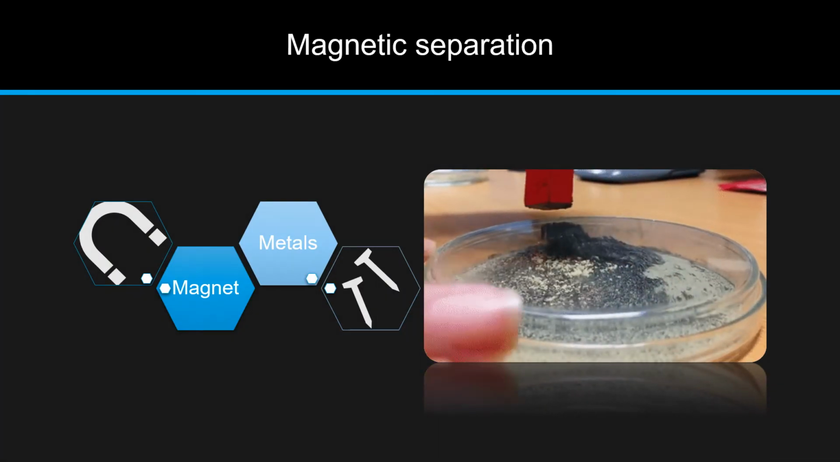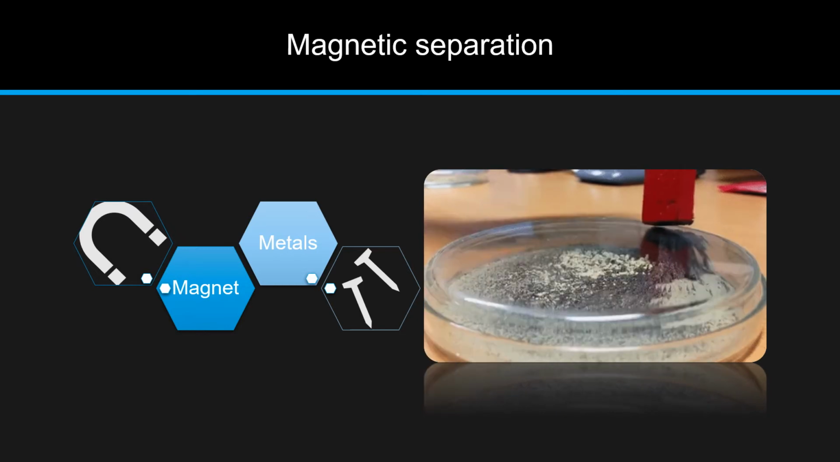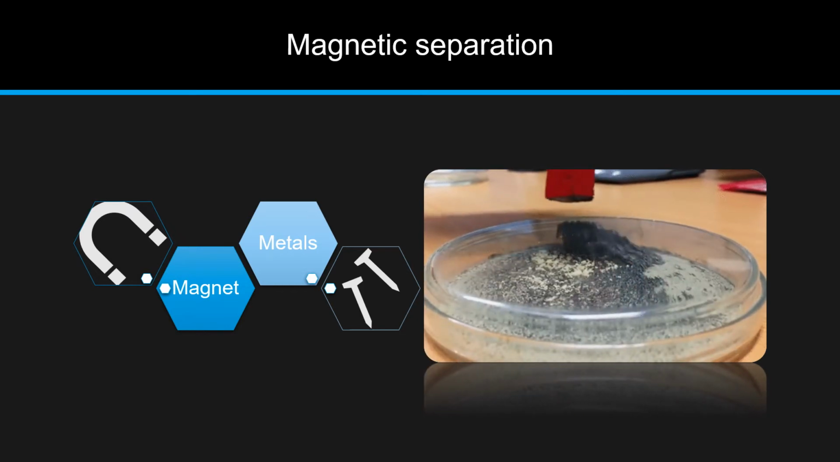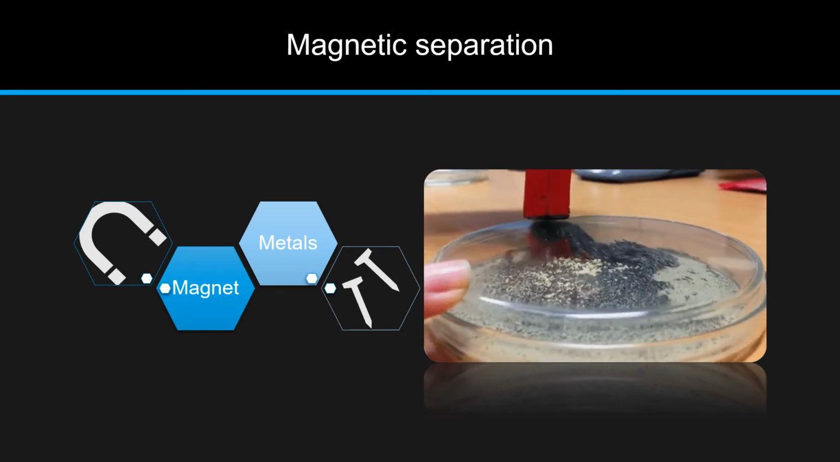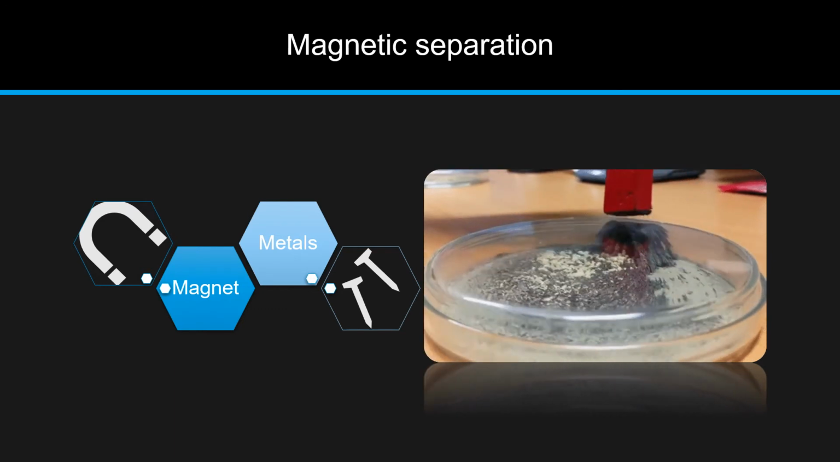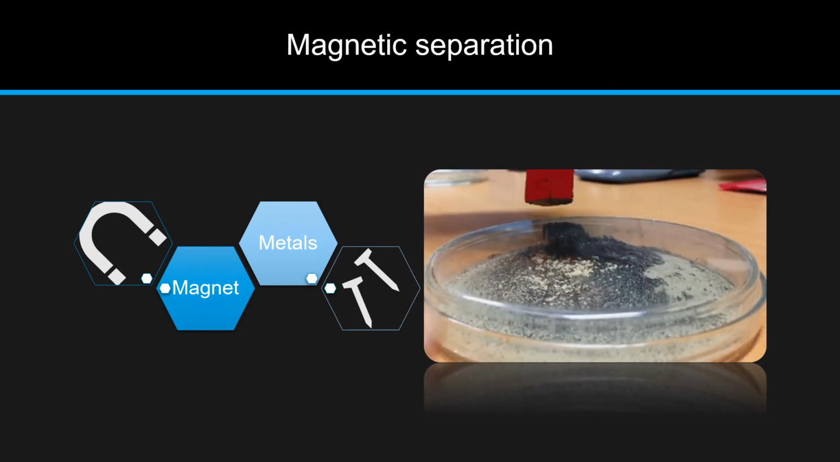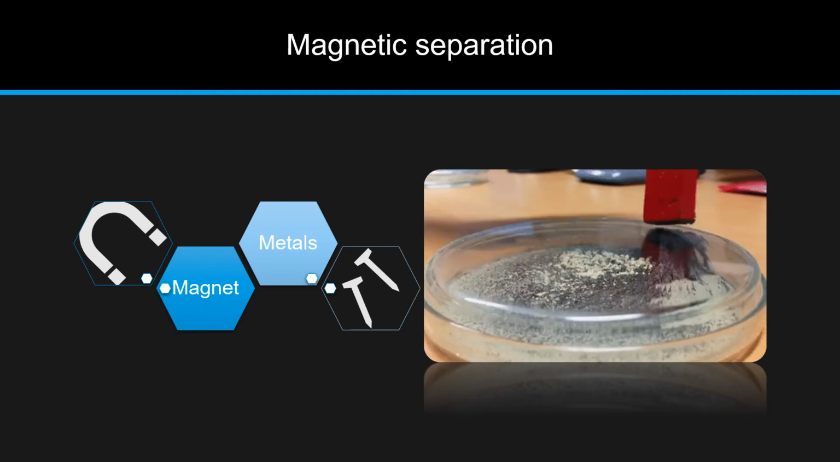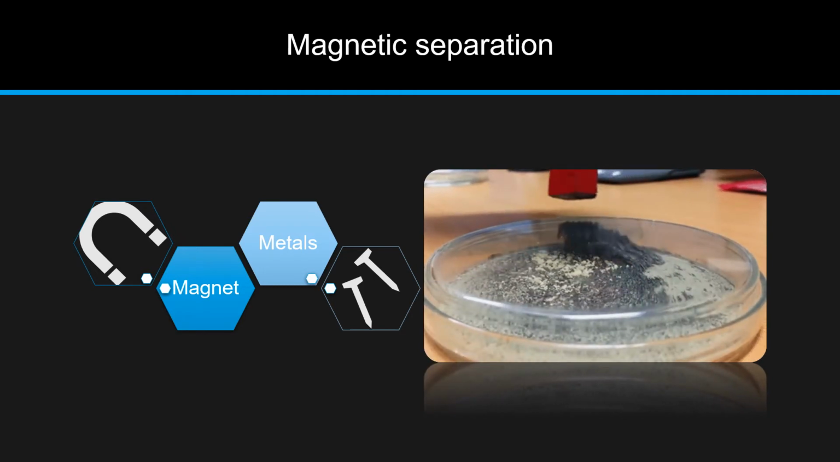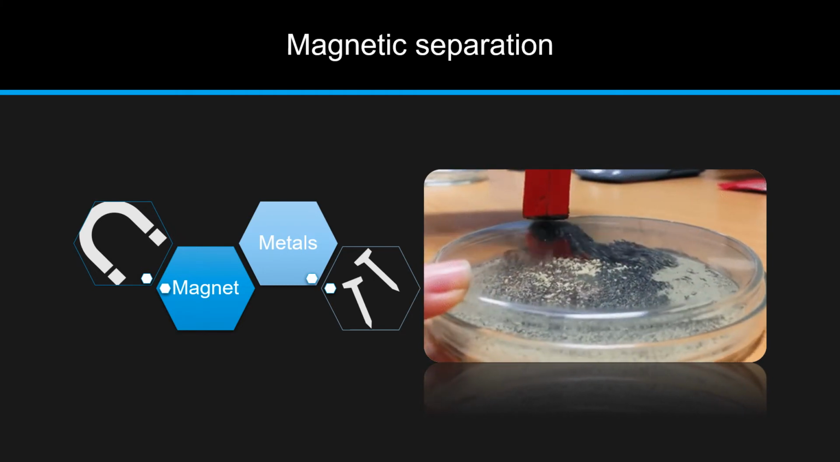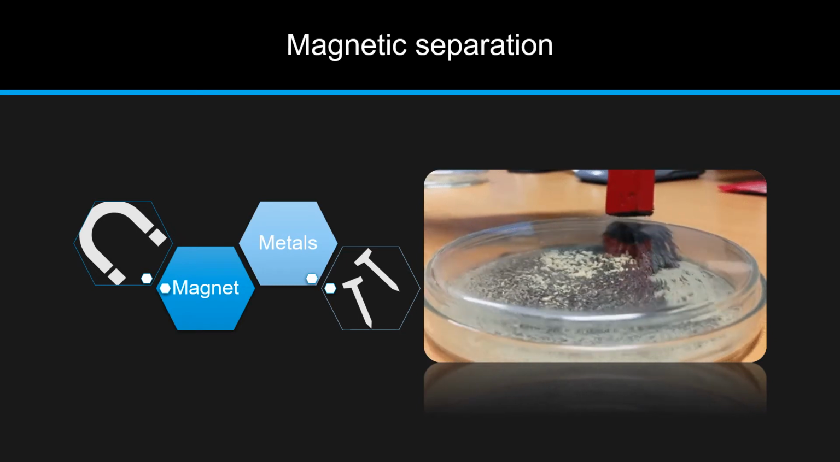Magnetic separation is for metals. This is the process of separating components of mixtures by using magnets to attract magnetic materials. The process that is used for magnetic separation detaches non-magnetic material from those that are magnetic.